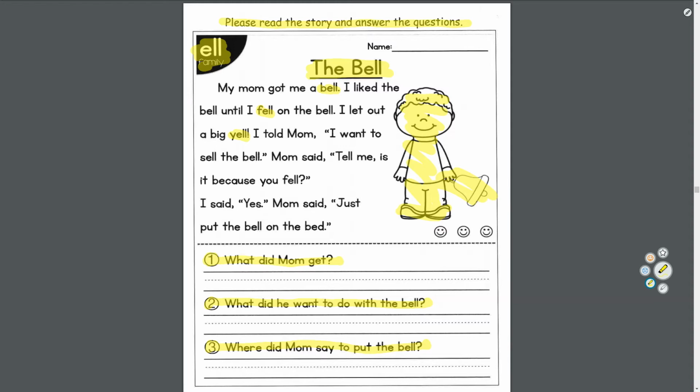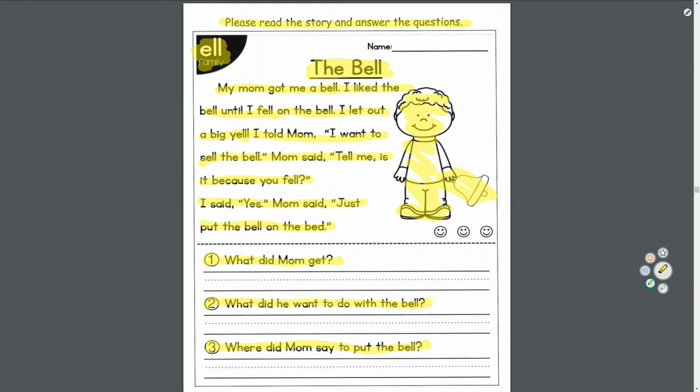Here we go. My mom got me a bell. I liked the bell until I fell on the bell. I let out a big yell. I told Mom, I want to sell the bell. Mom said, tell me, is it because you fell? I said, yes, yes. Mom said, just put the bell on the bed.